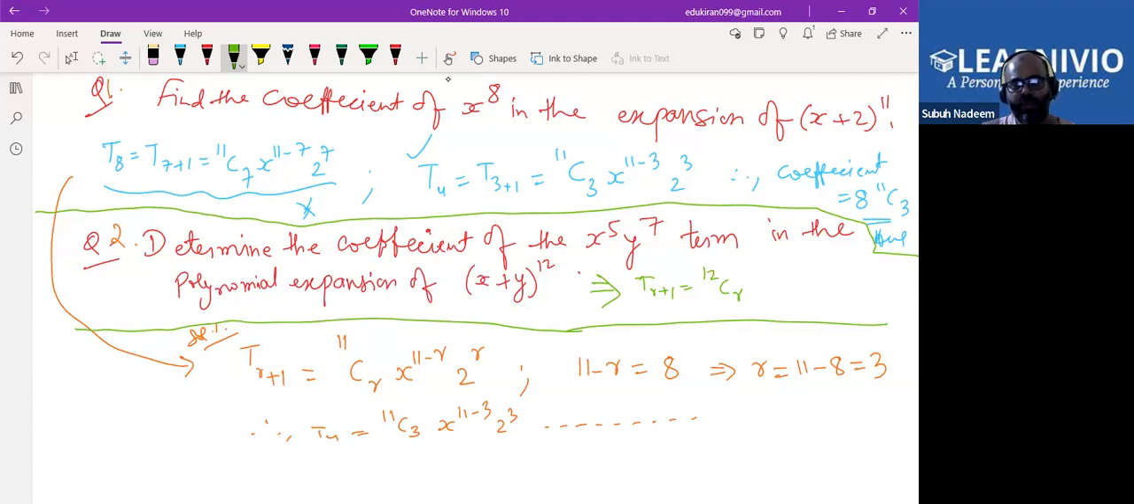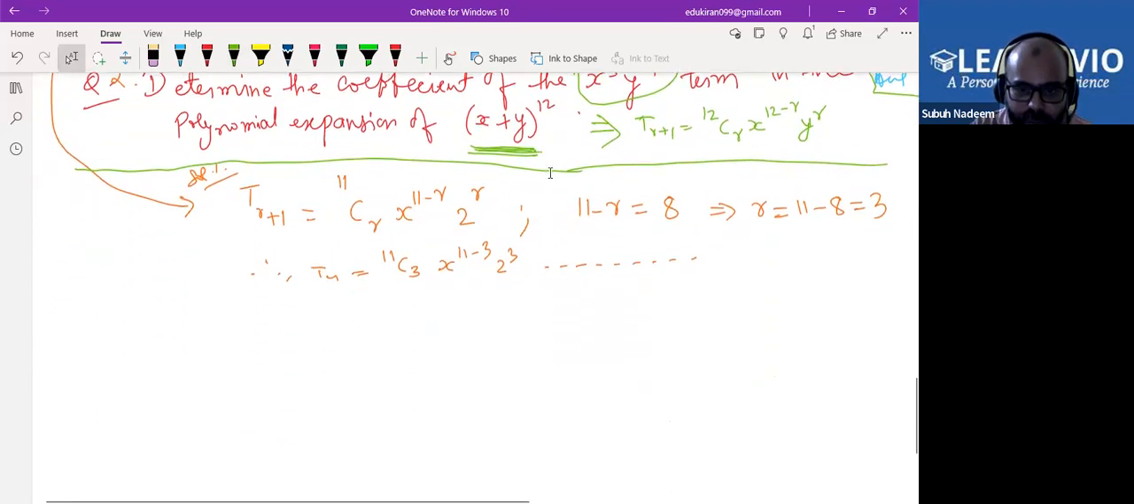And then, yes, sir, x 5 y 7. No, why are you going for x to the power 5, y to the power 7 right now? Forget about it. Just tell me what is the general term of this expansion. X to the power 12 minus R, y to the power R. Yes, sir, this is the general term. Now, we don't know about this x to the power 5, y to the power 7. We are just writing the general term of x plus y to the power 12.